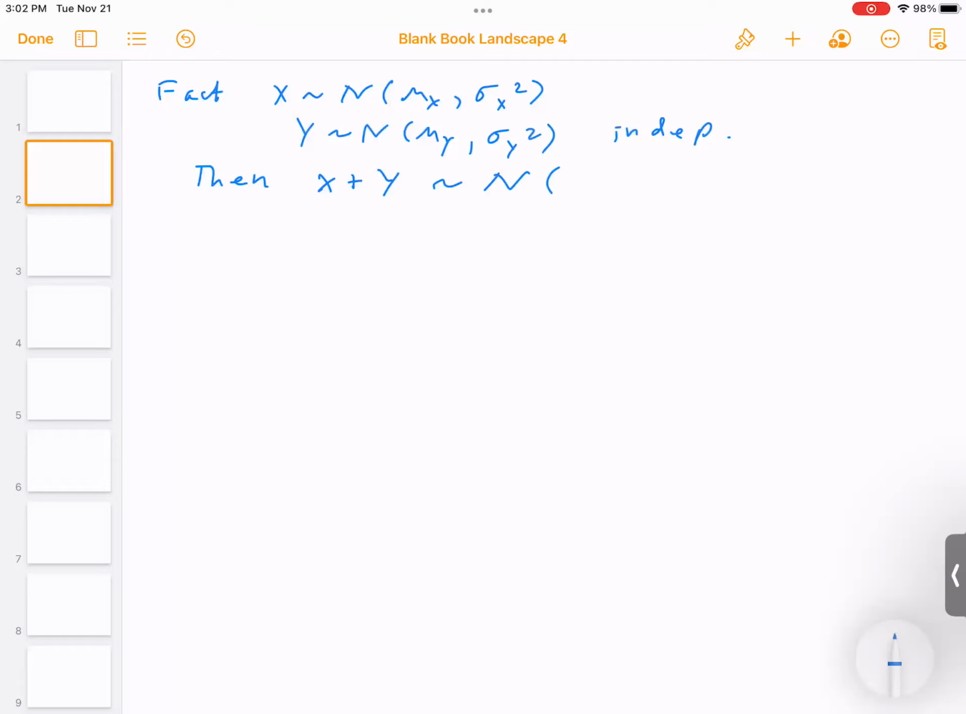And what do you think happens to the mean? It's going to add up. Yeah, they add up. So we get mu x plus mu y, which sort of makes sense, right? Adding them together. And the variance is sigma x squared plus sigma y squared. But you wouldn't know this ahead of time. You have to show it.